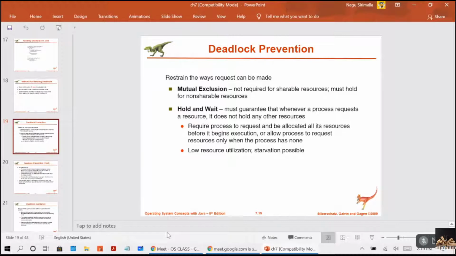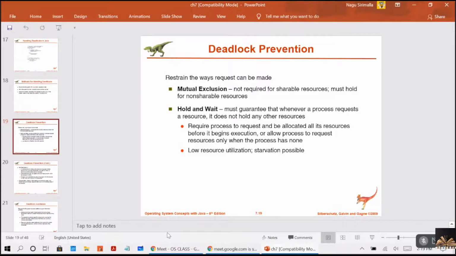So for example, if you take the mutex lock, it can be simultaneously shared by several processes, that is shareable. You have a printer, which is a resource that only one process can use at a time. There you cannot share it. That is not shareable. So that is the reason you can say that mutual exclusion is not possible for deadlock prevention.